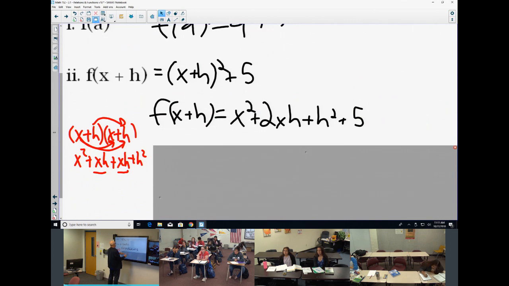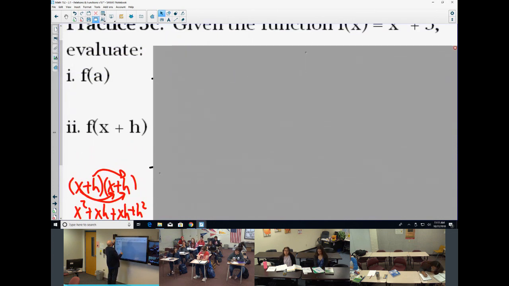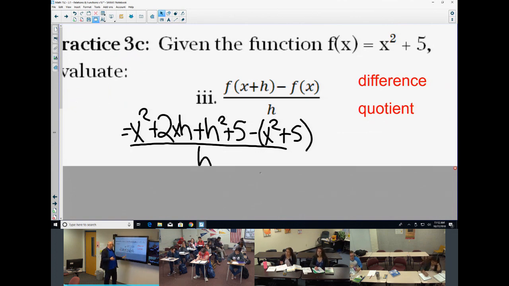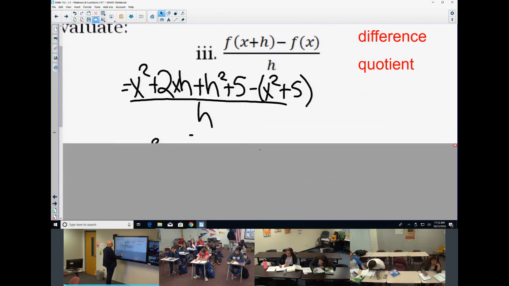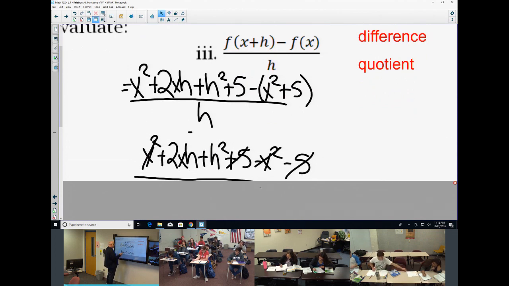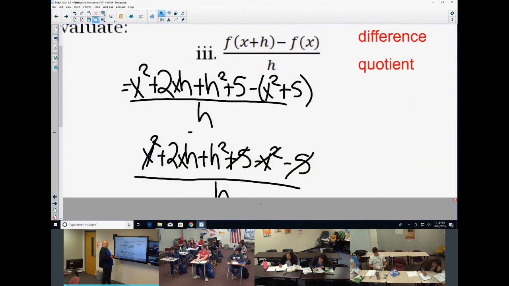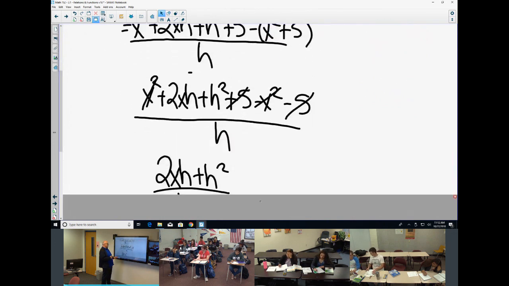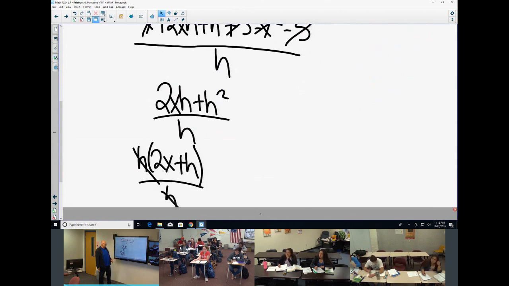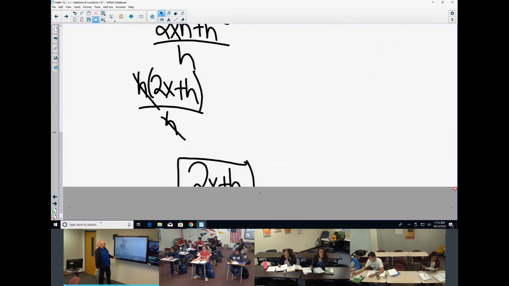Let's see if I do it on the next page, maybe. Okay. So x squared plus 2xh plus h squared plus 5 minus, and you have to put it in parentheses because you're subtracting off the x squared plus 5. So that's why it's in parentheses, because otherwise it won't cancel. Okay, all over h. So now when you distribute the negative, you'll get negative x squared minus 5. And then the x squareds will cancel, and then the 5s cancel. Okay. And so then what you're left with is 2xh plus h squared over h. And so now you can factor out an h and then cancel it. And so then your final answer is just 2x plus h.